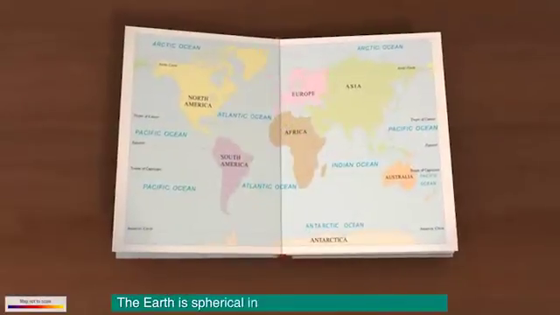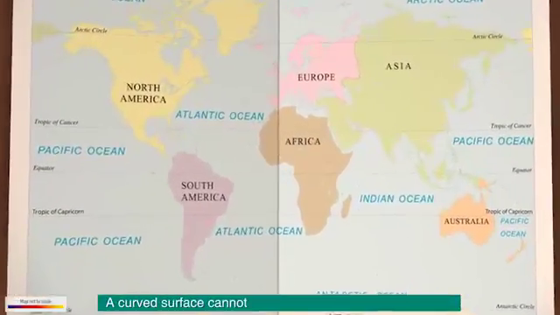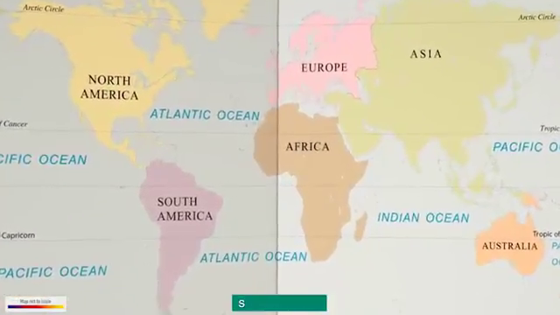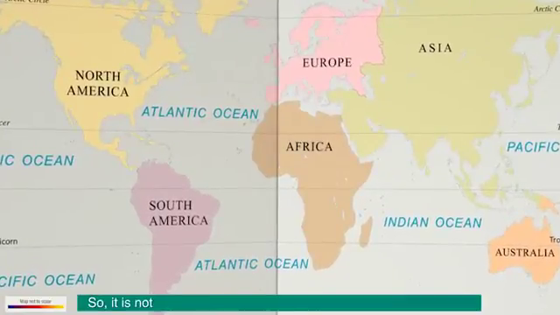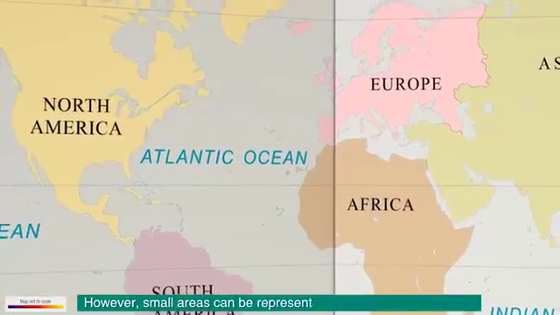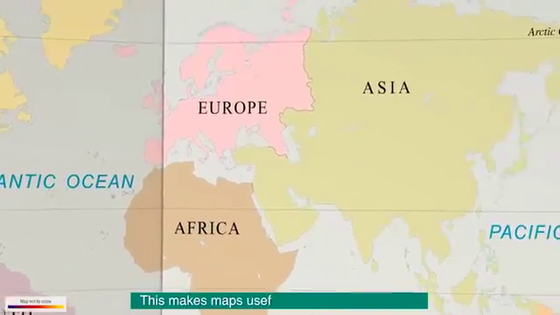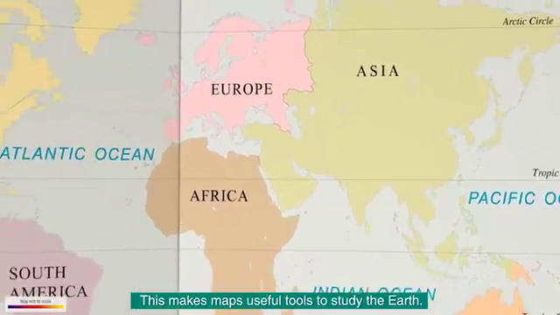The Earth is spherical in shape and its surface is curved. A curved surface cannot be shown correctly on a flat surface such as paper. So, it is not possible to make an accurate map of a curved surface. However, small areas can be represented fairly accurately on maps. This makes maps useful tools to study the Earth.